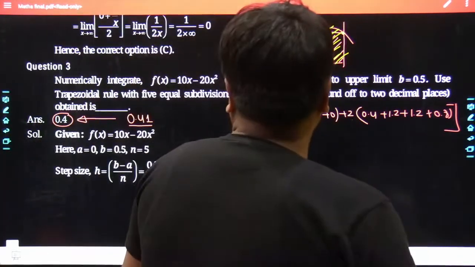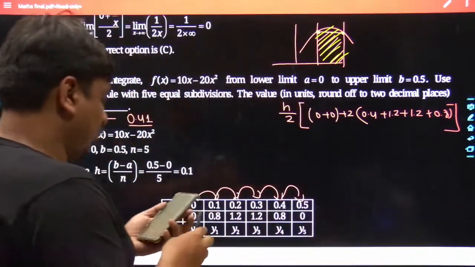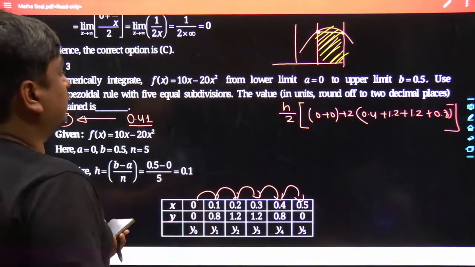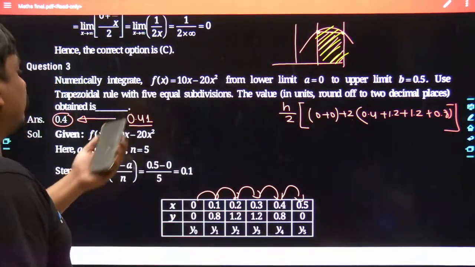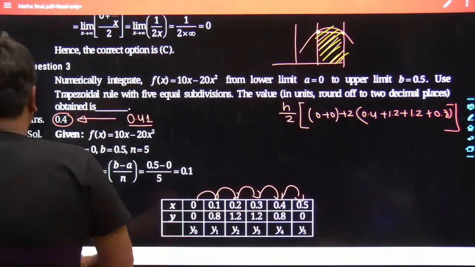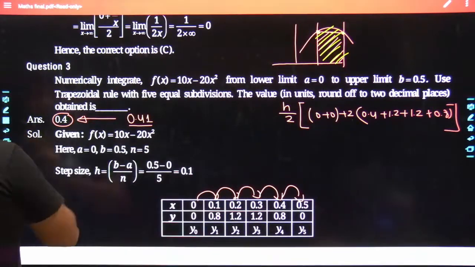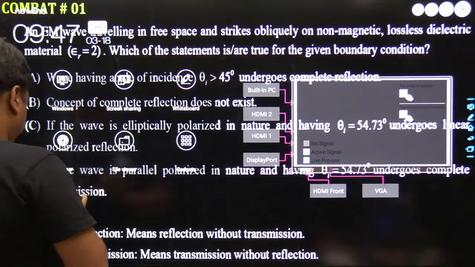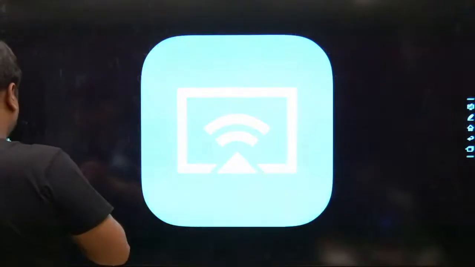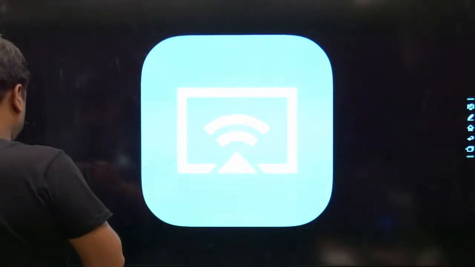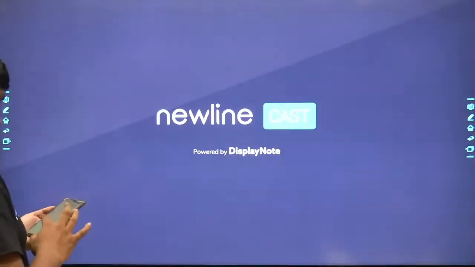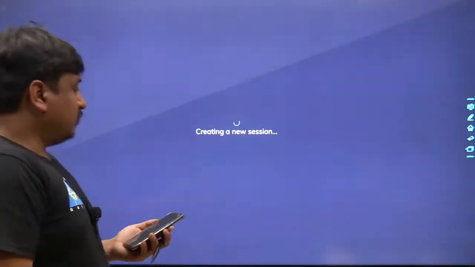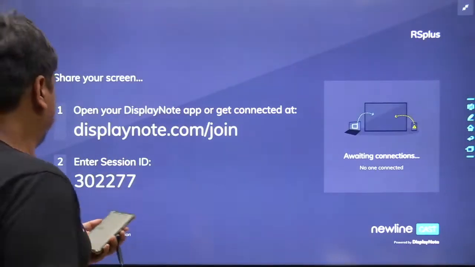Anyways, let me draw how 10x minus 20x square looks like. Just a minute. So it would give a better understanding to all of us. 10x minus 20x square. Let me go back. 10x minus 20x square. Just a minute.